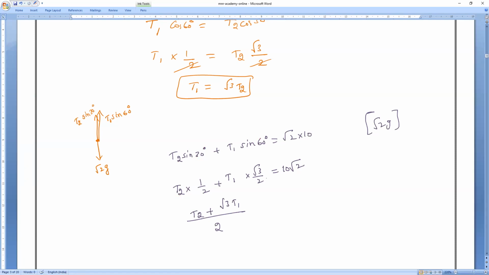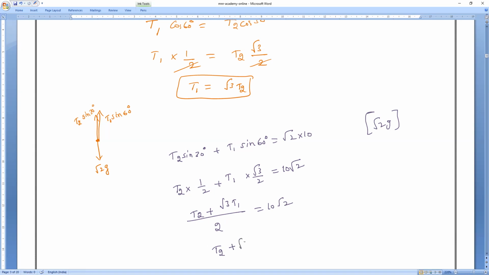Am I correct? Please respond. Yes, sir. Both LCM is the same, which equals 10 root 2. Now the 2 in the division will come to this side. What will it become? Multiplication. So root 2.